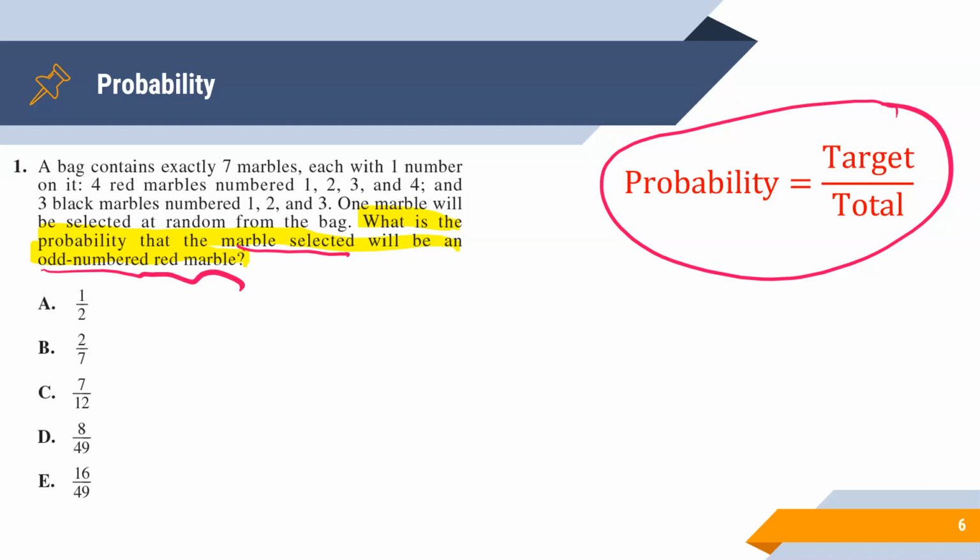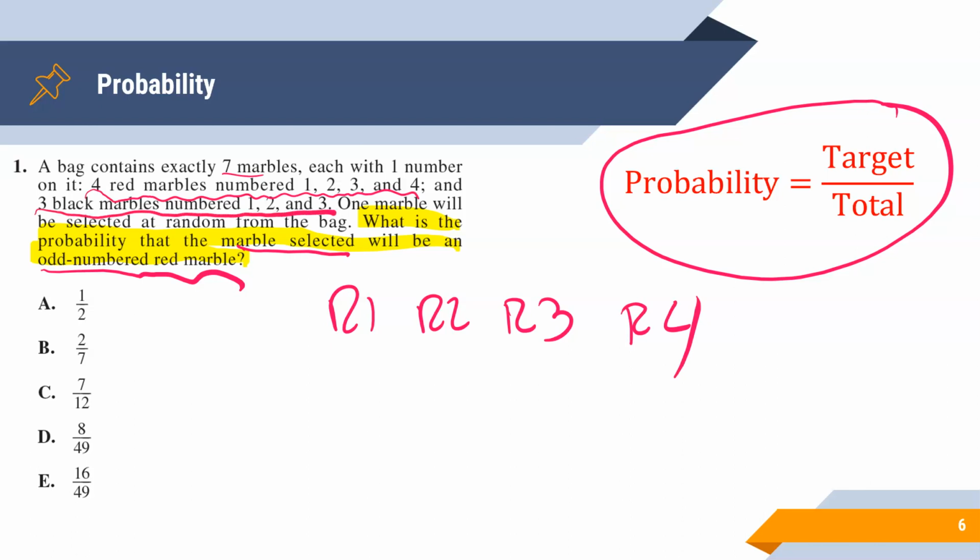Okay, looks like we got to read a little bit more to see what's going on. Well, let's see, there's 7 marbles. 4 red marbles are numbered 1, 2, 3, 4. So I'm going to go red 1, red 2, red 3, red 4. And there are 3 black marbles numbered 1, 2, 3.